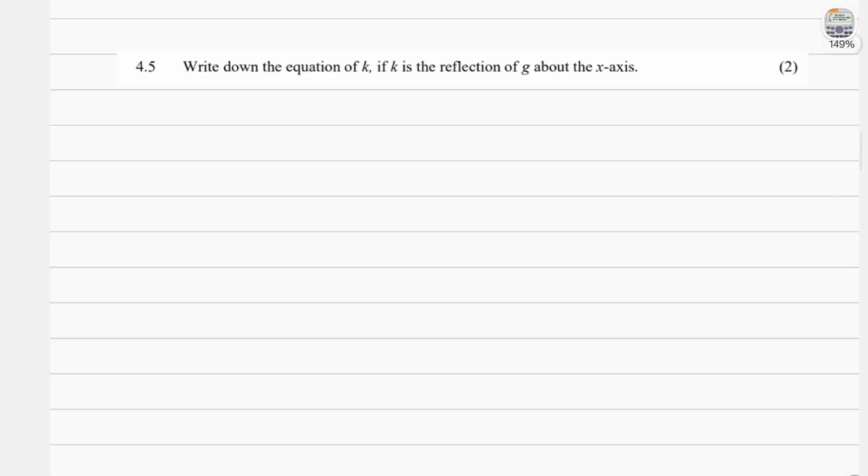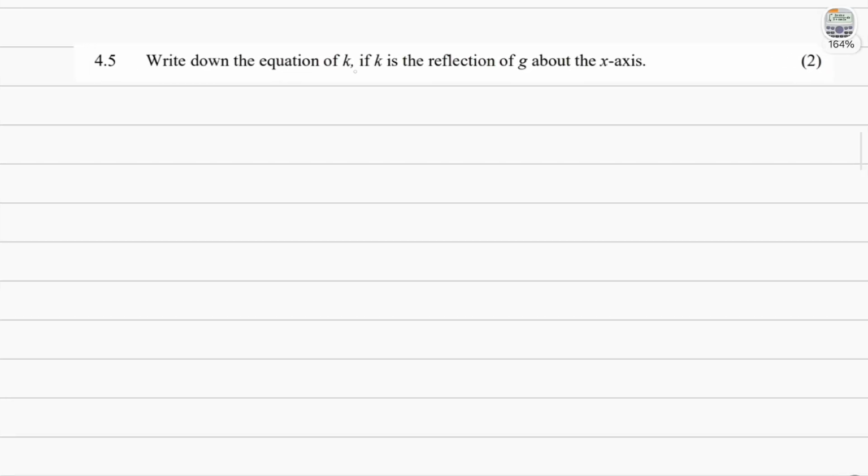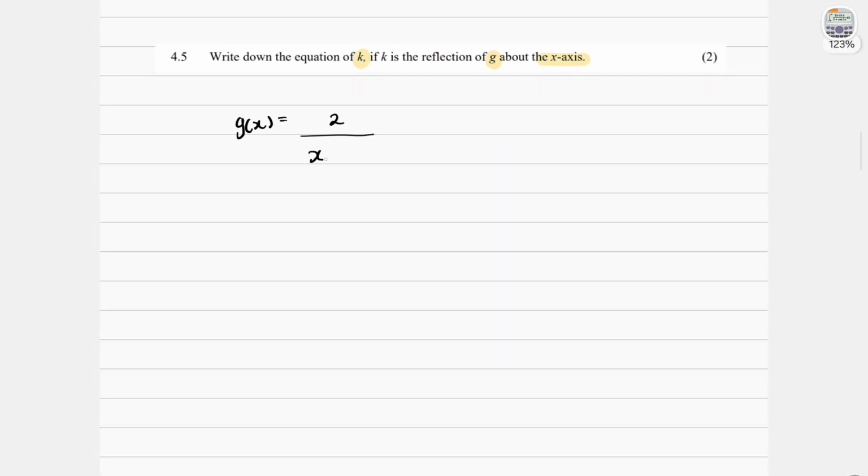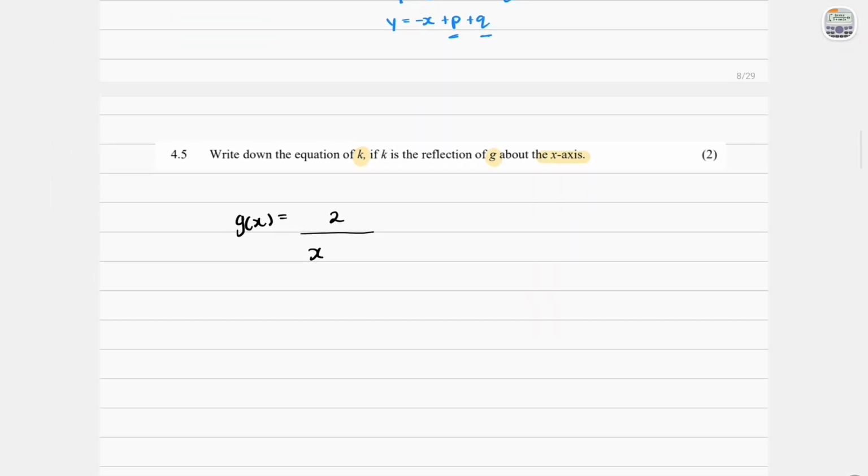Question 4.5 says, write down the equation of k if k is a reflection of g about the x-axis. Remember that g is our hyperbola. And let's just rewrite the equation here. So g of x is equal to, the a value was 2 over, and that was x plus, we know that, q was 1.